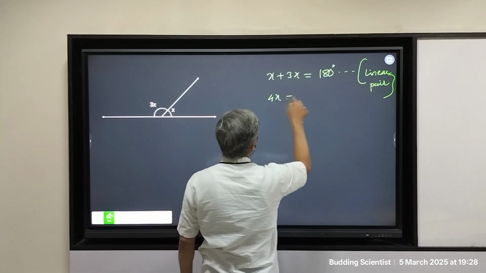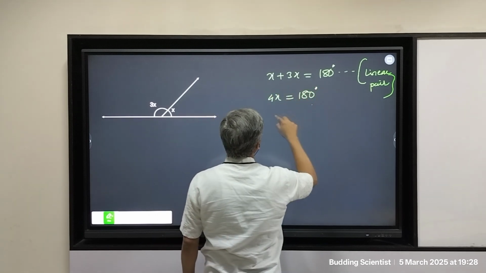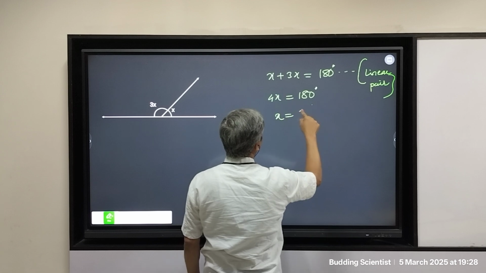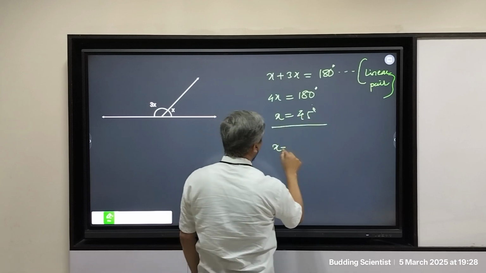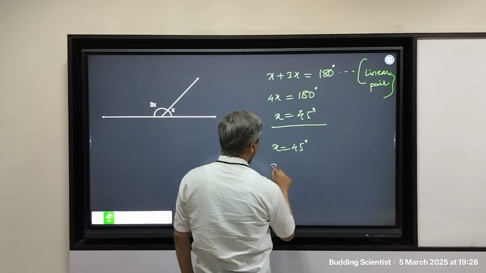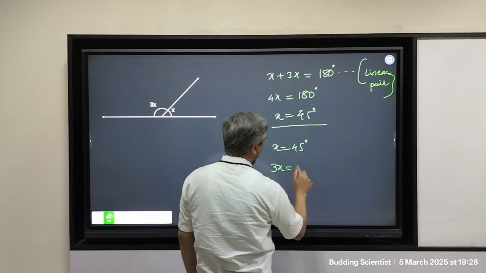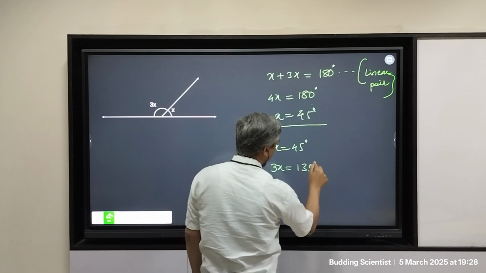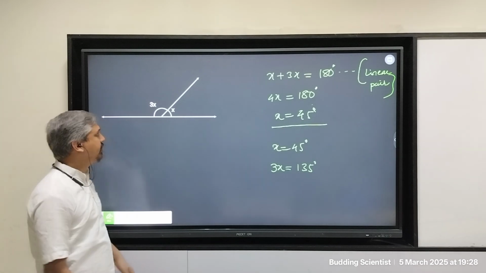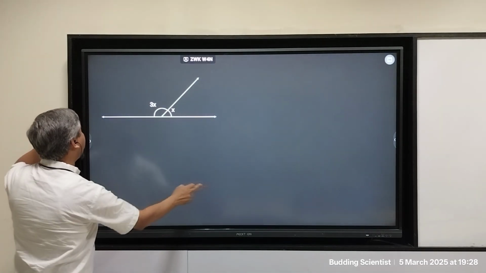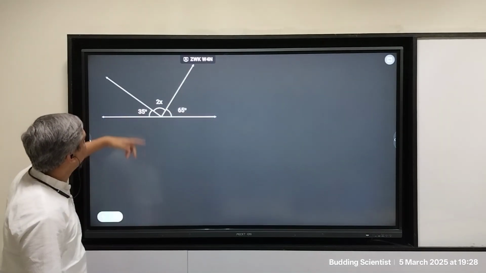So 3x plus x or x plus 3x is 180 degree. 4x, 180 upon 4 is 45 degree. So x is equal to 45 and the other angle is 3x. So that is 3 into 45, which is 135 degree. 45 degree, 135 degree. Done. Next problem.